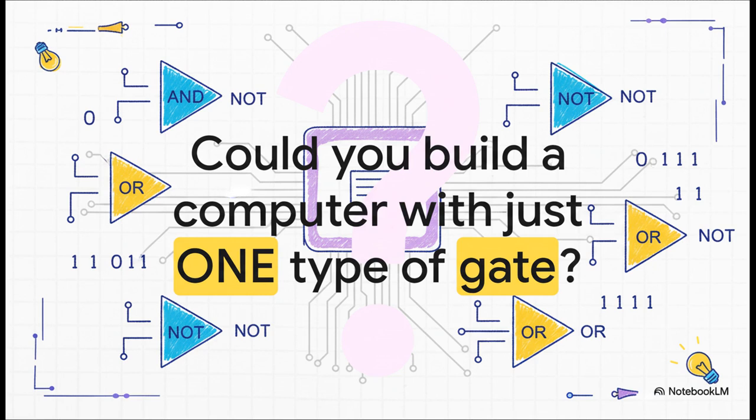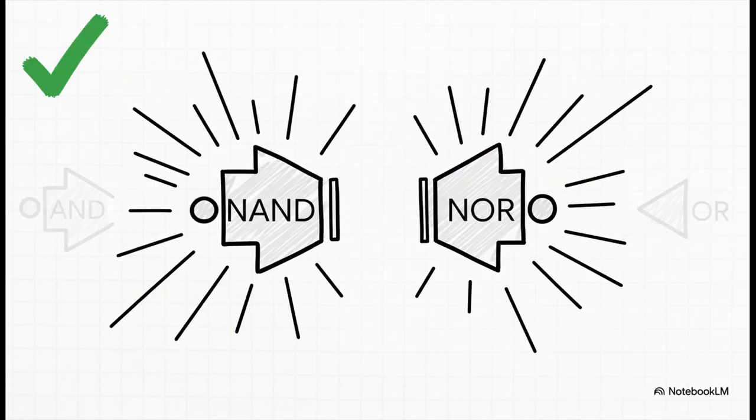Which leads us to a really fascinating question. We've just learned about a whole bunch of different gates. But what if you were stranded on a desert island and you could only have an infinite supply of one type of gate? Could you still build a computer? The answer, which is kind of mind-blowing, is yes. Absolutely. Both the NAND gate and the NOR gate are known as universal gates. And what that means is that with enough of them, chained together in just the right way, you can perfectly create the function of any other logic gate.